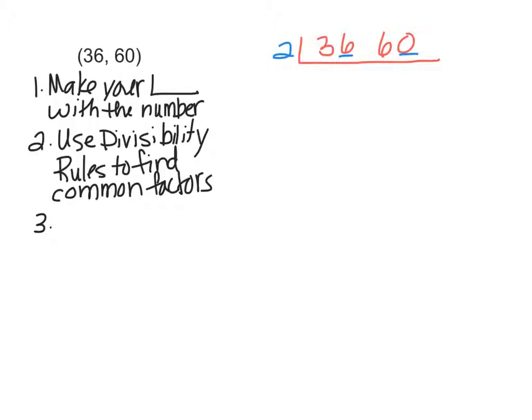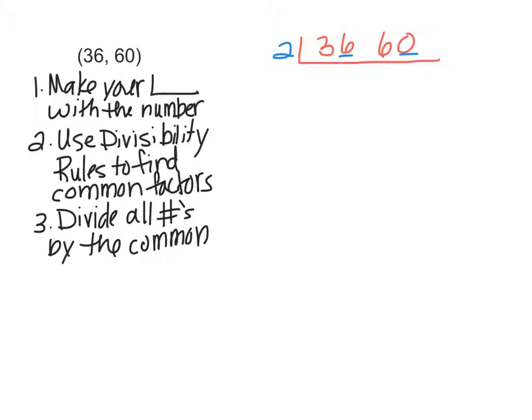Step 3 is to divide all numbers by the common factor. So we're going 2 into 36. 2 goes into 3 once, we have a leftover of 1, 2 goes into 16, 8 times. Going into 60, 2 goes into 6, 3 times. No leftovers, 2 goes into 0, 0 times, so we're left with 18 and 30.